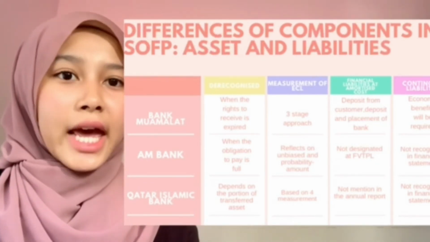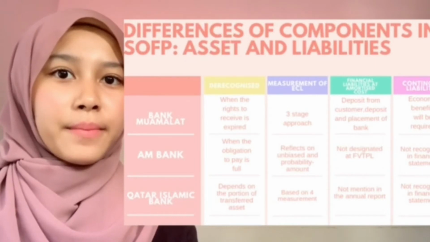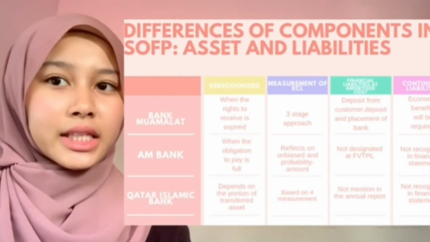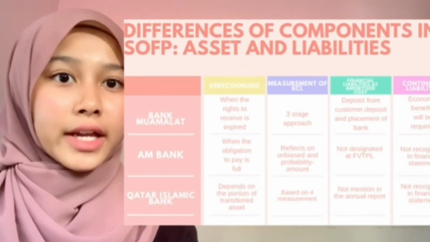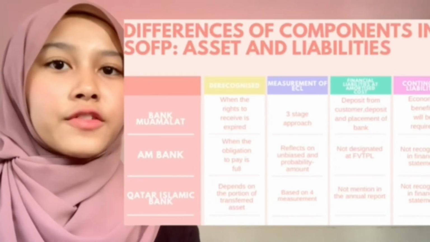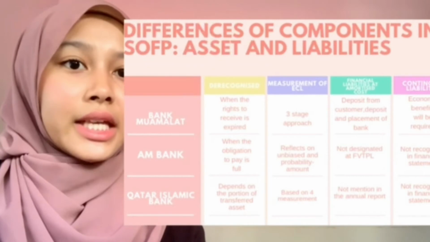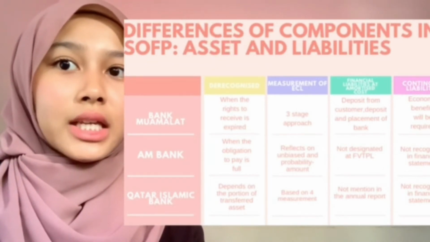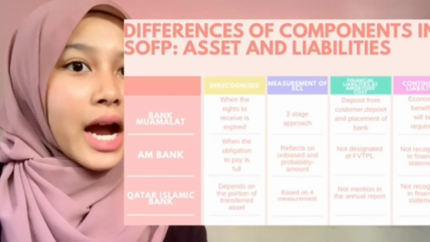Meanwhile, for M-Bank and also Qatar Islamic Bank, a contingent liability is not recognized in the financial statement because it cannot be measured with sufficient reliability and is disclosed in the notes unless they are remote.